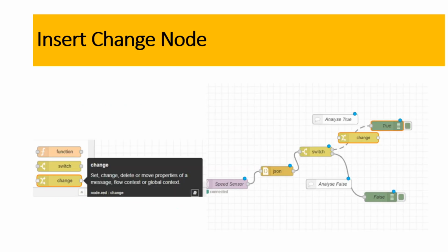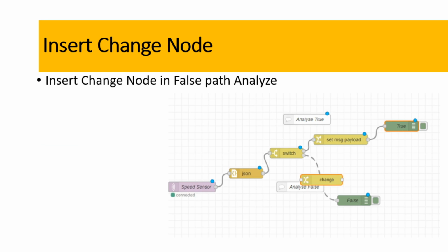For that you just drag a change node from the node palette, and you can directly place it in between your switch node and the debug node. If you place it between the switch node and the debug node, Node-RED automatically configures the input and the output of the change node appropriately. That is the beauty of Node-RED. You need not rewire it. When you keep the change node in between the wires of the switch node and the debug node, it automatically gets configured itself.